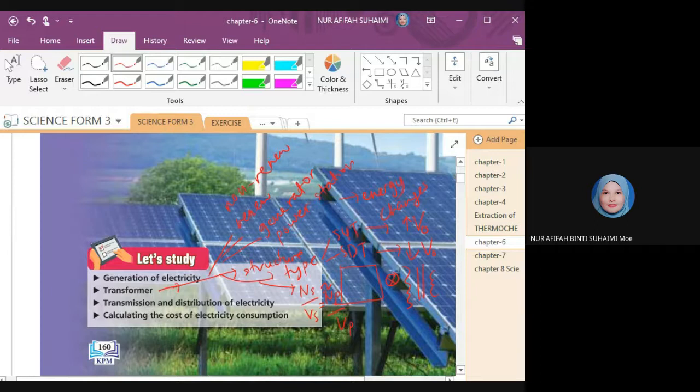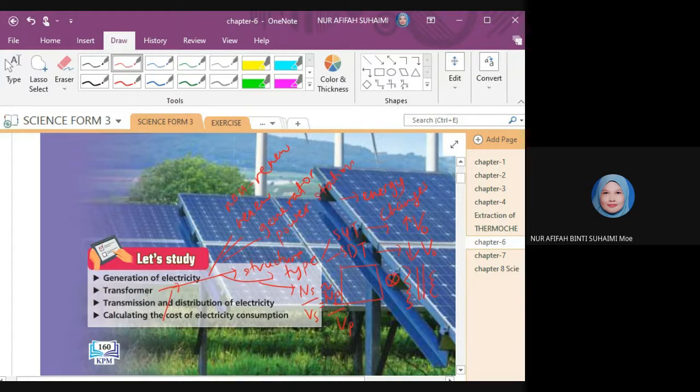6.3, subtopic number 3, transmission and distribution of electricity. This one we divide into two lah. Okay, we transmit the voltage first and then we distribute according to the heavy industry, light industry and home.